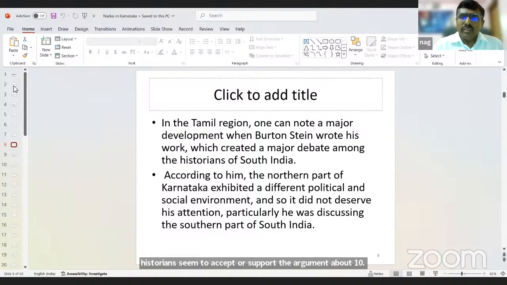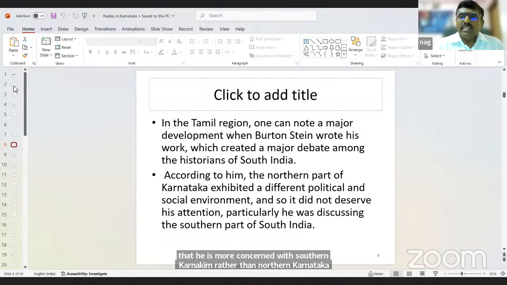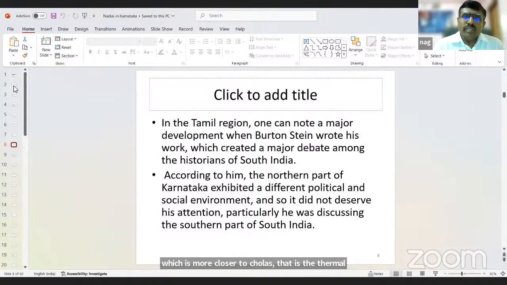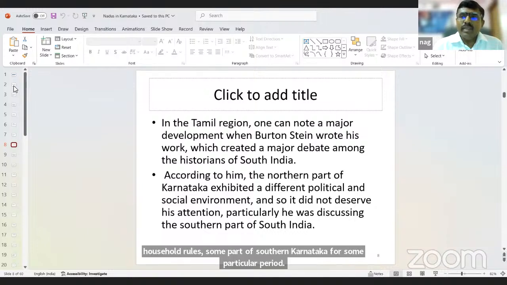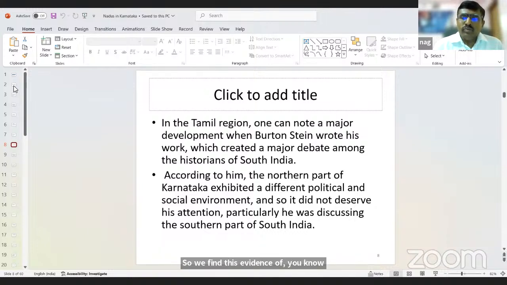He also tried to study the Karnataka region, but he said he is more concerned with southern Karnataka rather than northern Karnataka, because southern Karnataka is closer to the Cholas, that is, the Tamil region. The Cholas also ruled some part of southern Karnataka for a particular period. So we find evidence of Chola influence on Karnataka, because there are many Tamil settlements in Karnataka. If you look at Bangalore and Mysore, we have some evidence of Chola invasion and conquest of some regions, and also Chola settlements in these regions. We also find Tamil inscriptions in Karnataka.